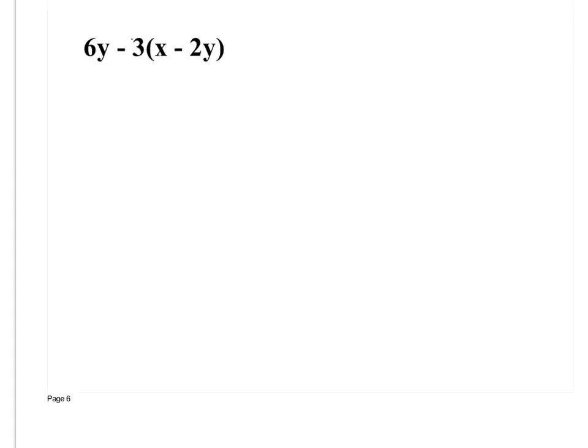So what I do is I make sure this is -3. Don't just write minus and then do 3 times that. Use this as a negative 3. So I take negative 3 times x and negative 3 times negative 2y. What's negative 3 times x? Negative 3x. Then I take negative 3 times negative 2y.